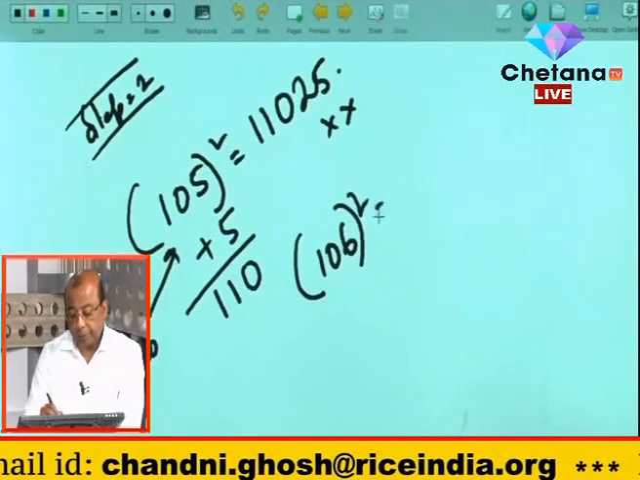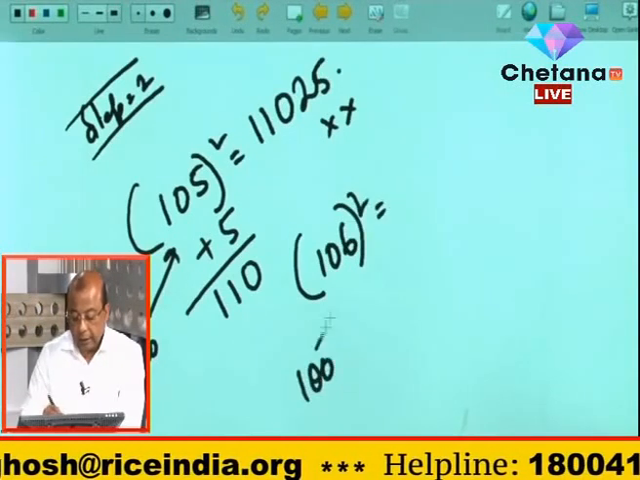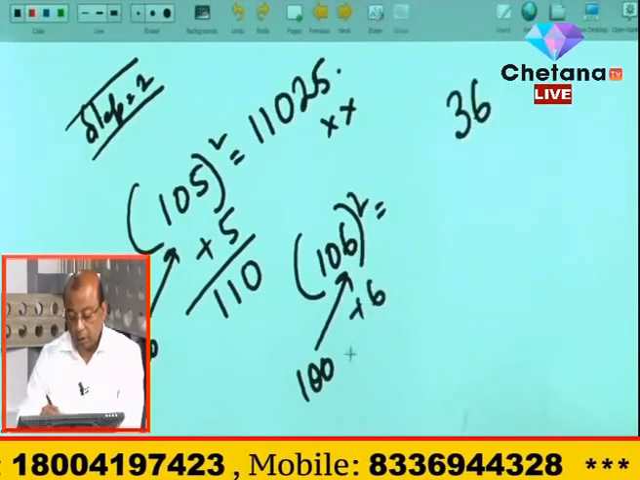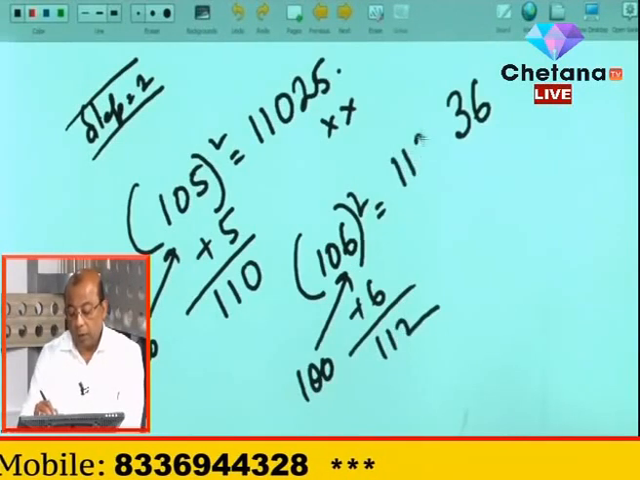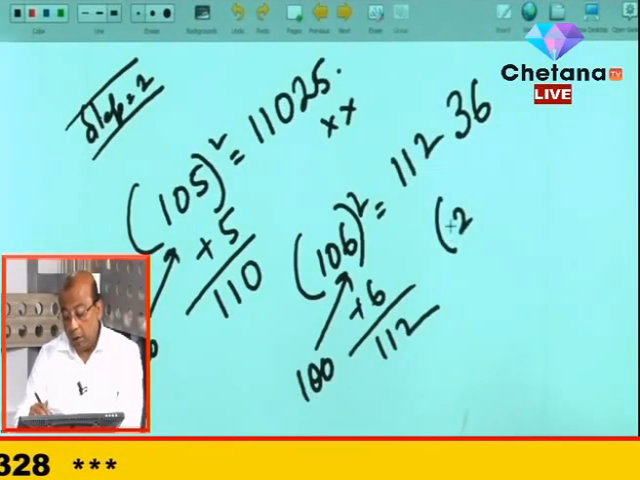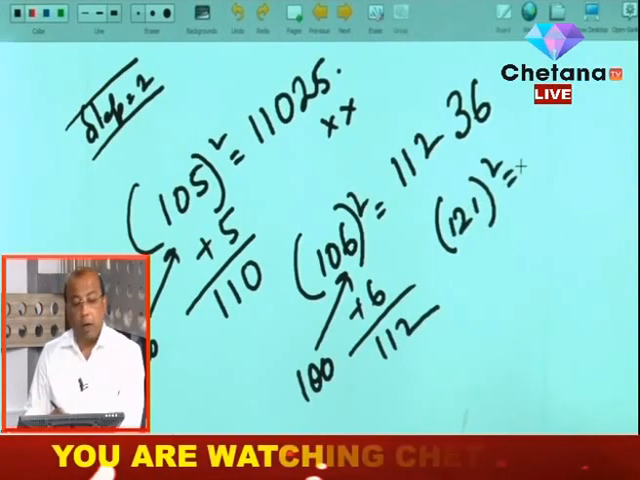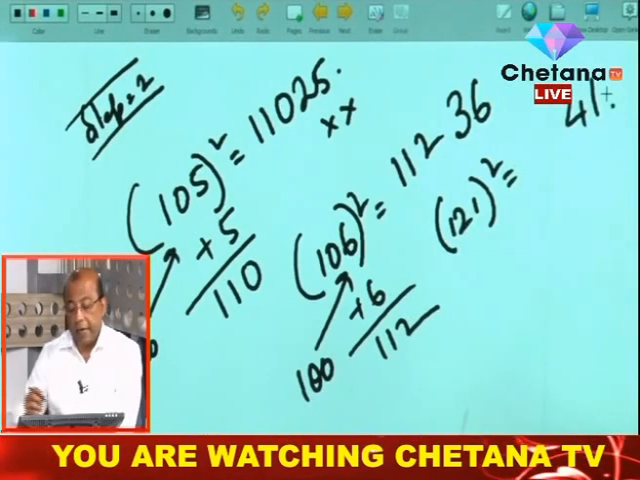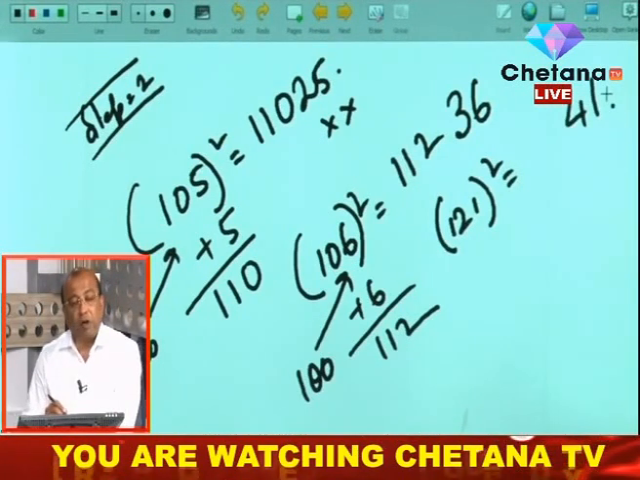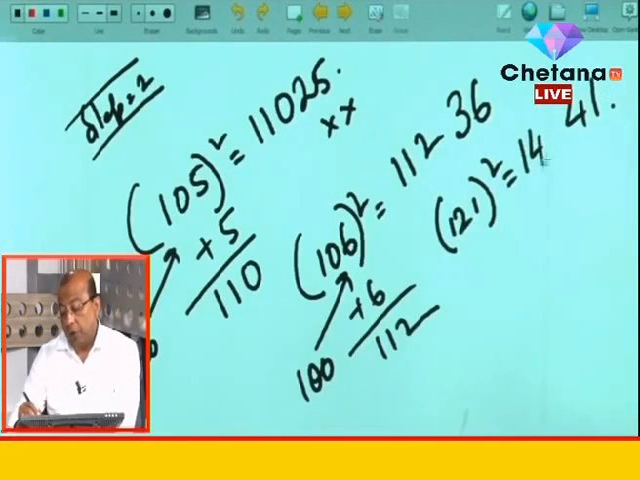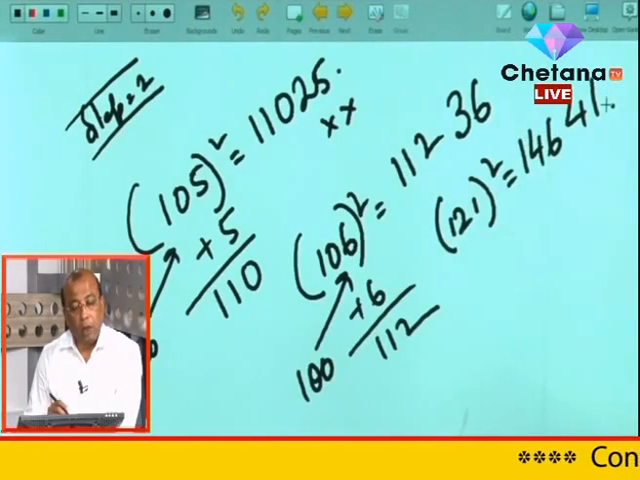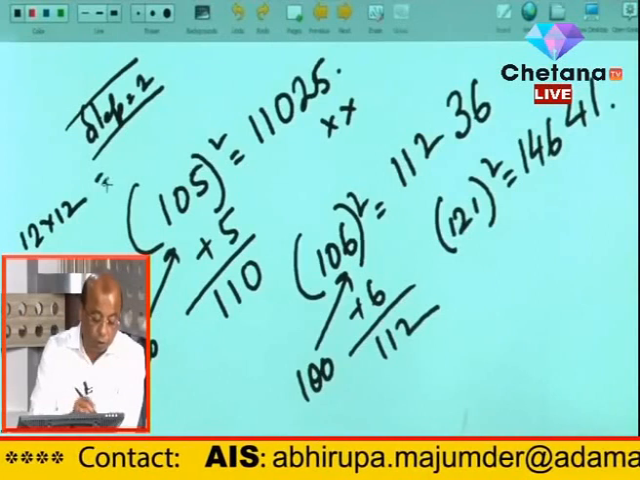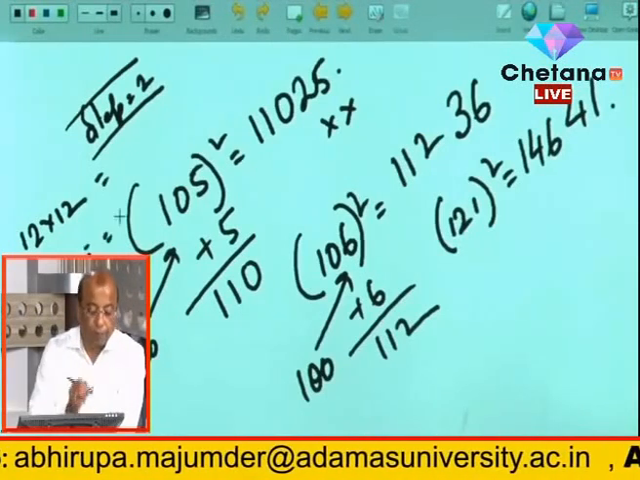106 whole square. How much more? That is 6, 36. 106 plus 6, 112. 112. 121 whole square. How much more? 21. 21 whole square, 441. That is 41. 4 in hand. 121 plus 21, 142 plus 4, 146. 14641. Already I have mentioned that we have to remember 12 into 12 to 25 into 25. Right?